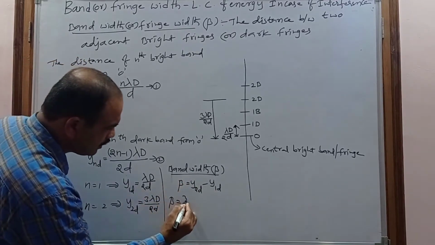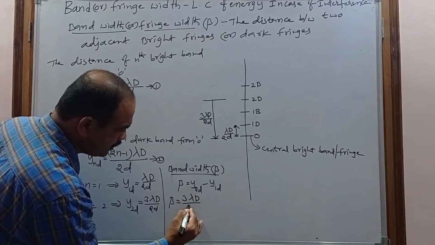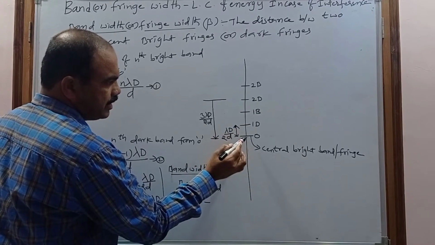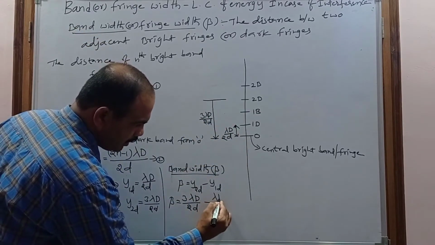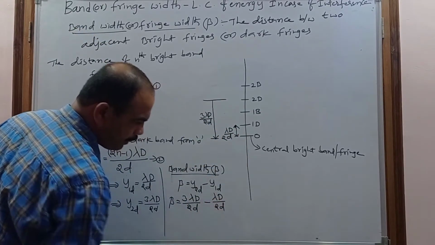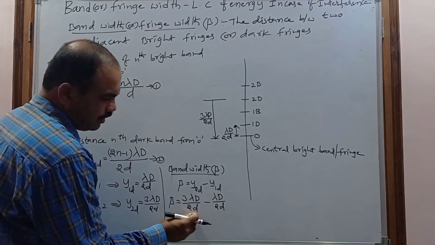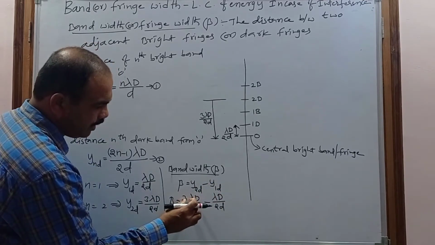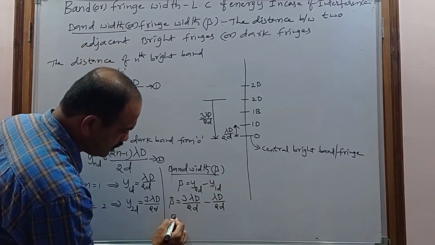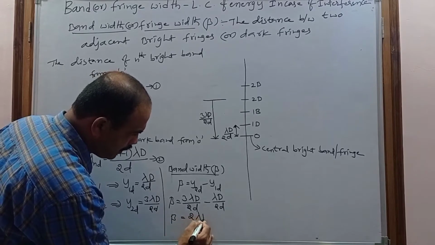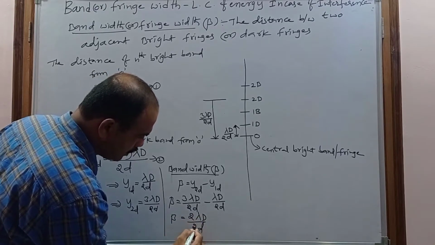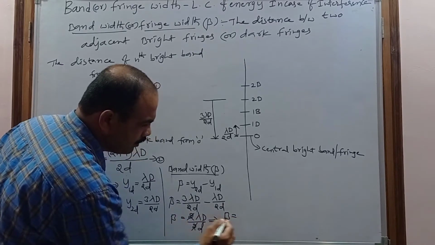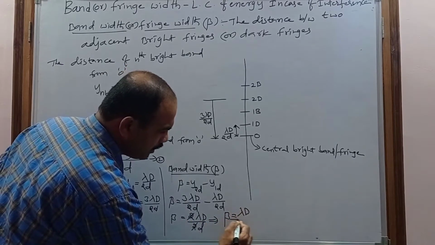The second dark band distance is 3 lambda D by 2 into small d, minus the first dark band distance from the center of the screen, lambda capital D by 2 small d. Here the denominators are the same, so you directly subtract. 3 lambda D minus lambda D is 2 lambda capital D by 2 into small d. The 2 cancels, so beta equals lambda into capital D by small d.